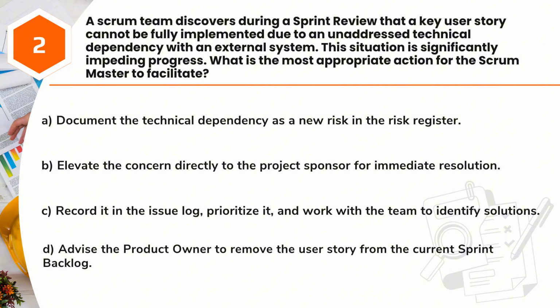A. Document the technical dependency as a new risk in the risk register. B. Elevate the concern directly to the project sponsor for immediate resolution. C. Record it in the issue log, prioritize it, and work with the team to identify solutions. D. Advise the product owner to remove the user story from the current sprint backlog.